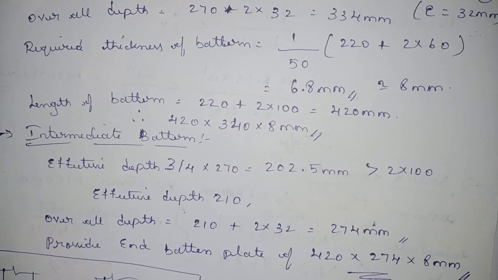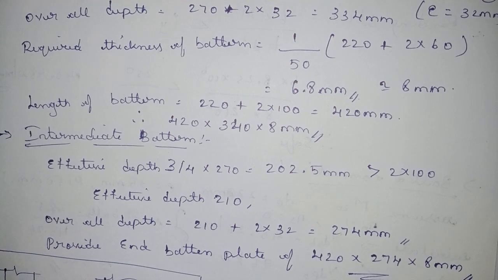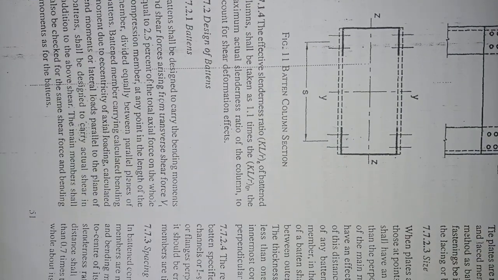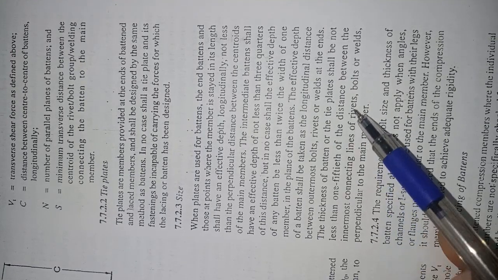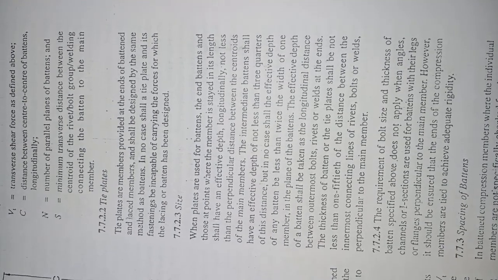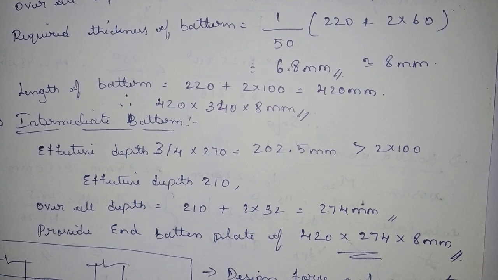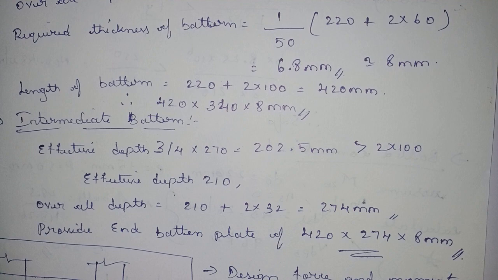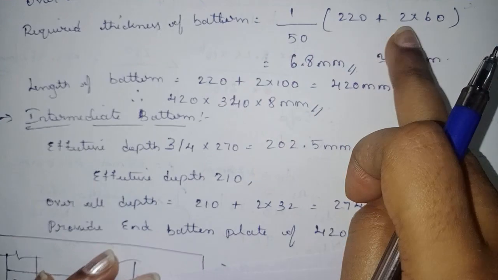Next we'll go for the required thickness of the battens. Thickness of the battens is also mentioned here, and how to take that is also mentioned here. Okay, 1 by 50th of the distance between the intermediate connection lines of the rivets, bolts or the welding. That means it is not overall, it is effective, okay. So now, thickness of the battens.